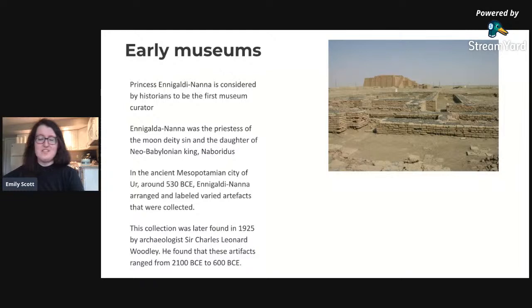Aside from cabinets of curiosity, there were other structures that were considered early museums. That's to say that they were actually categorized as museums and not cabinets of curiosity. One of those is Princess Ennigaldi-Nanna. She's considered by many to be the first curator of the world. Ennigaldi-Nanna was a priestess of the moon deity Sin and the daughter of the Neo-Babylonian king Nabonidus. The items in this collection range from 2100 BCE to 600 BCE.